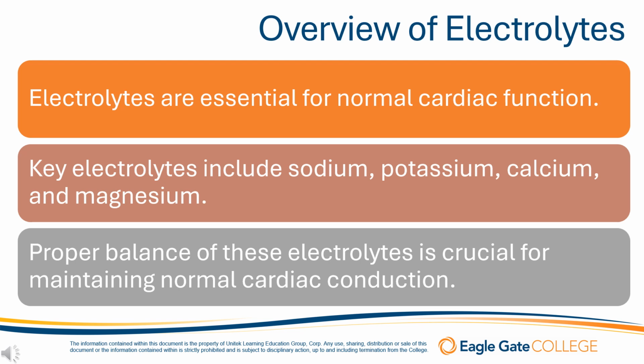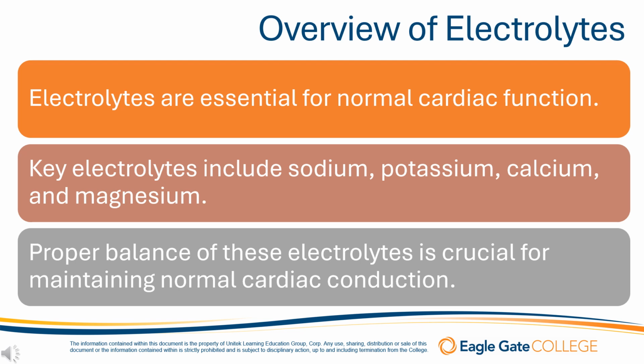Calcium is necessary for the actual contraction of the heart muscle. It plays a key role during the plateau phase of the action potential, where it facilitates the interaction between actin and myosin, the proteins responsible for muscle contraction. Magnesium helps regulate the movement of sodium, potassium, and calcium in and out of cells. It stabilizes cell membranes and helps to prevent abnormal heart rhythms.